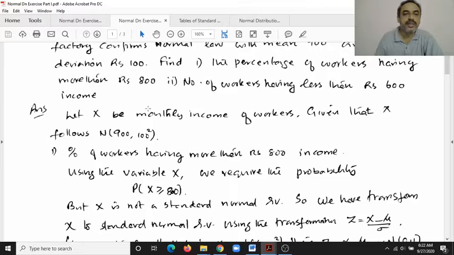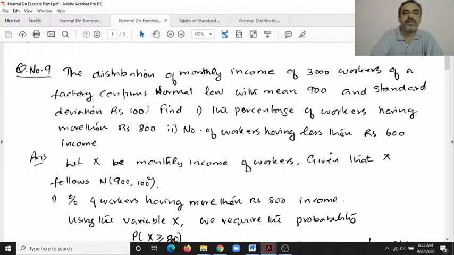Question number 9: the distribution of monthly income of 3000 workers of a factory conforms to the normal law with mean 900 and standard deviation rupees 100. Find the percentage of workers having more than rupees 800 and the number of workers having less than rupees 600 income.